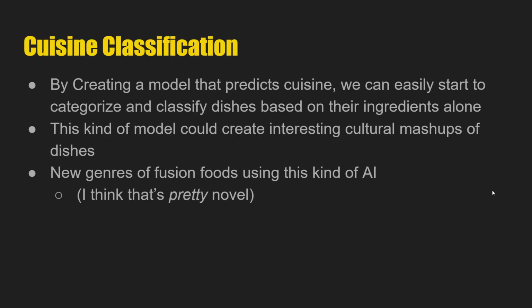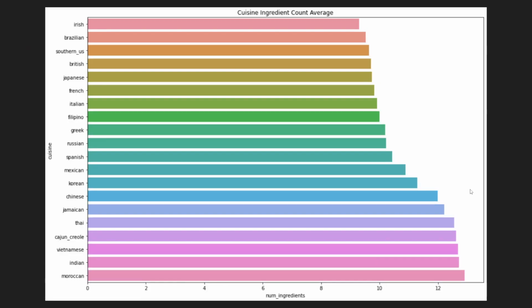So cuisine classification. By creating this model that predicts a cuisine, we can easily start to categorize and classify dishes based on their ingredients alone. This kind of model could create interesting cultural mashups of dishes and new genres of fusion food using this kind of AI. And I think that's pretty freaking cool, honestly.